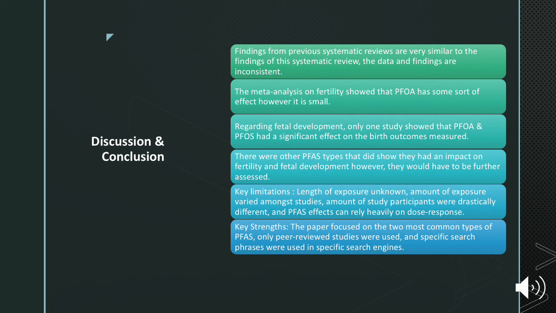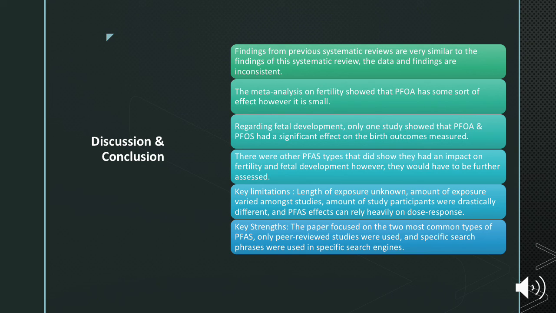Key limitations: length of exposure was unknown. This could explain why studies with the highest amount of exposure had no significant associations with their outcomes versus studies with lower exposure that did. We just don't know how long participants were exposed. The amount of study participants was drastically different. Amount of exposure varied among studies, and PFAS effects can rely heavily on dose response.